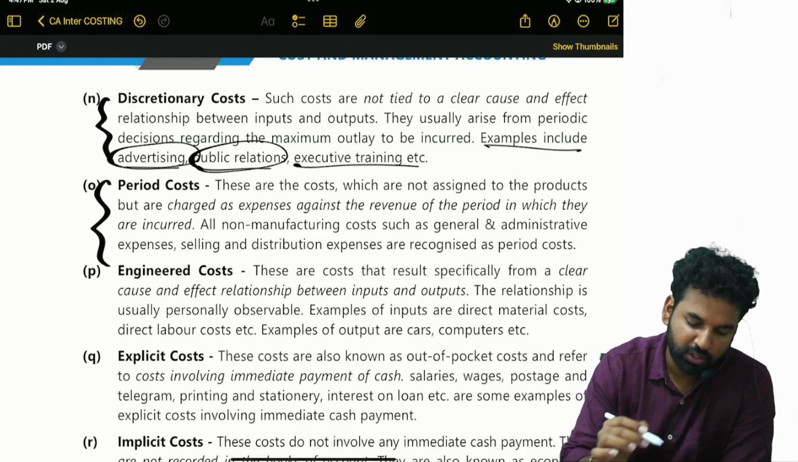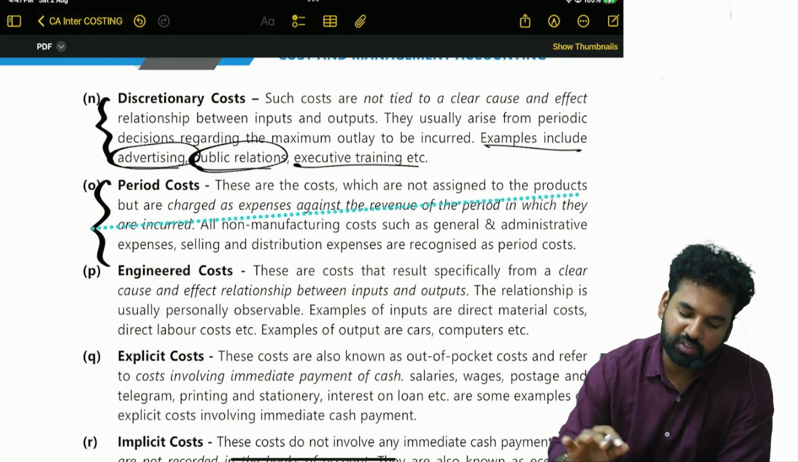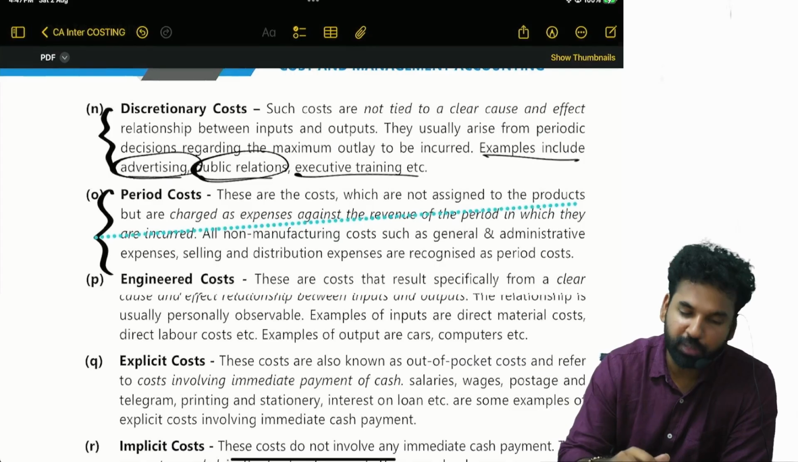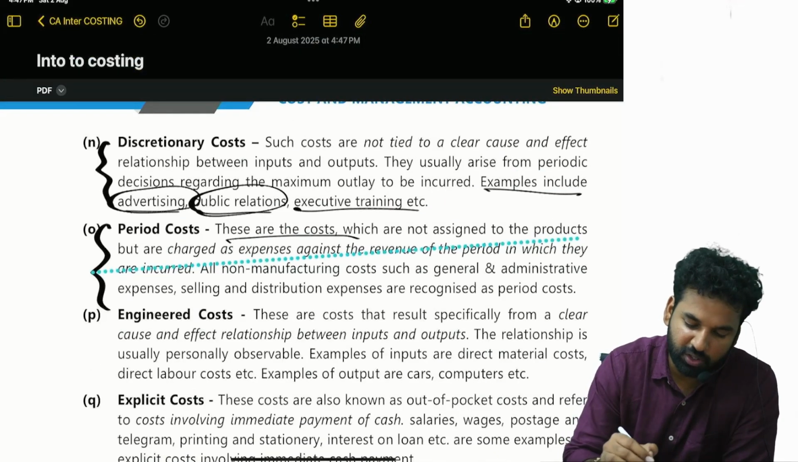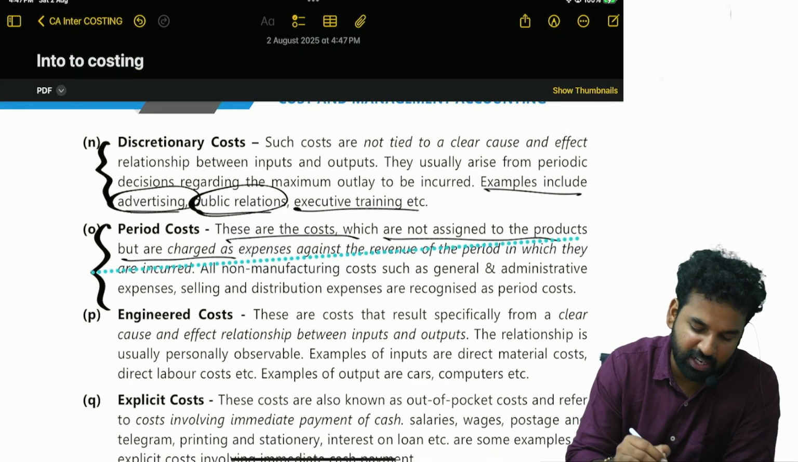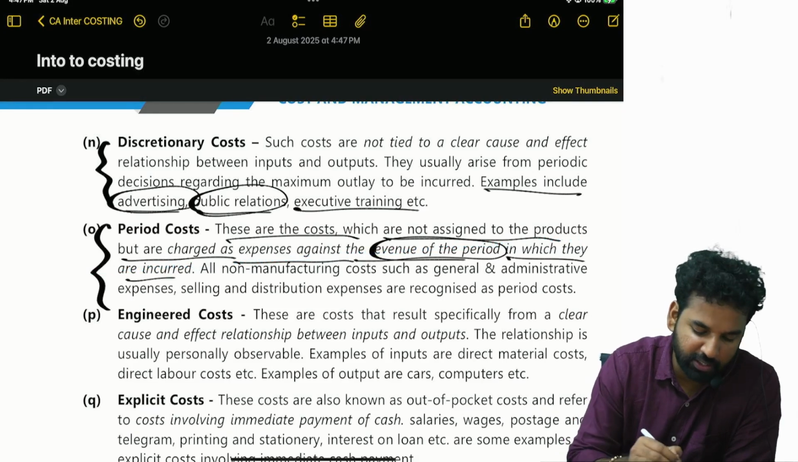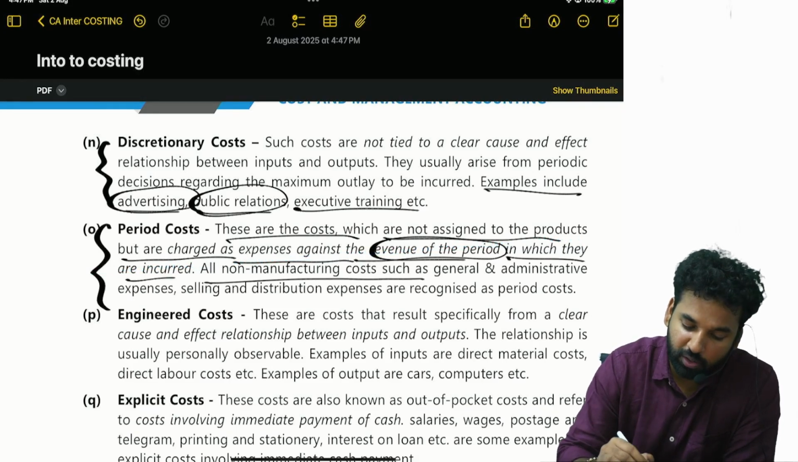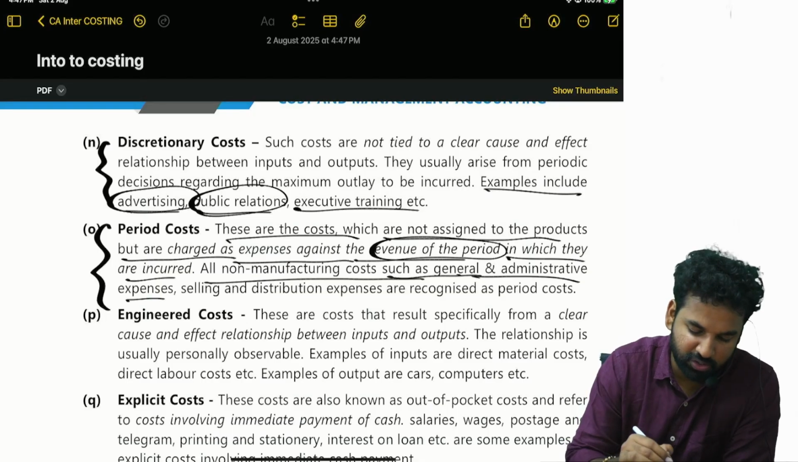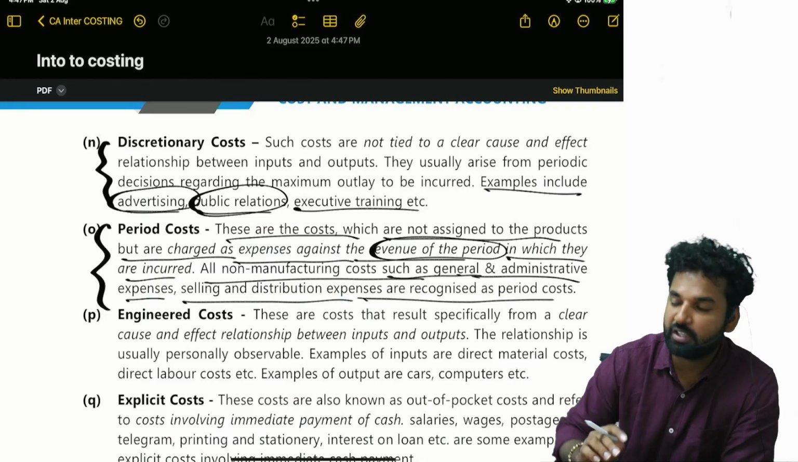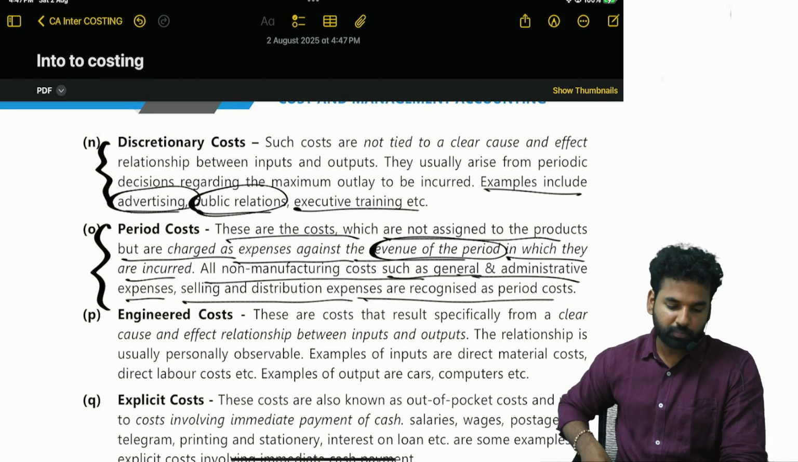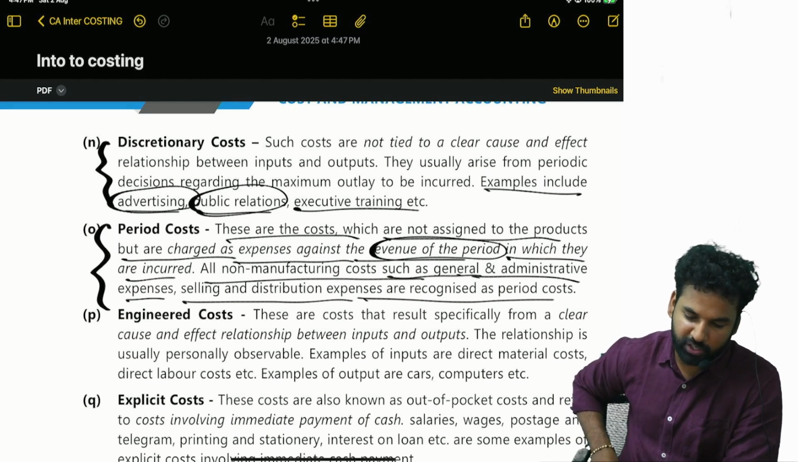And period cost. Period cost means the costs which are incurred in a particular period. These are the costs which are not assigned to the products but are charged as expenses against the revenue of the period in which they are incurred. All non-manufacturing costs, such as general and administrative expenses and selling and distribution expenses, are recognized as period costs. Okay, right. Next, engineered costs.